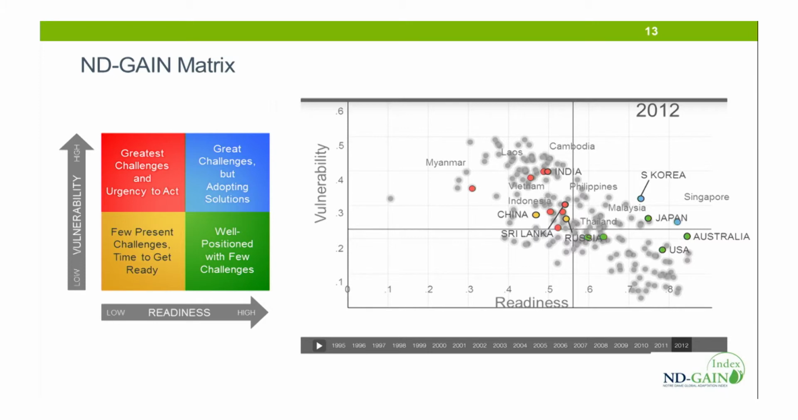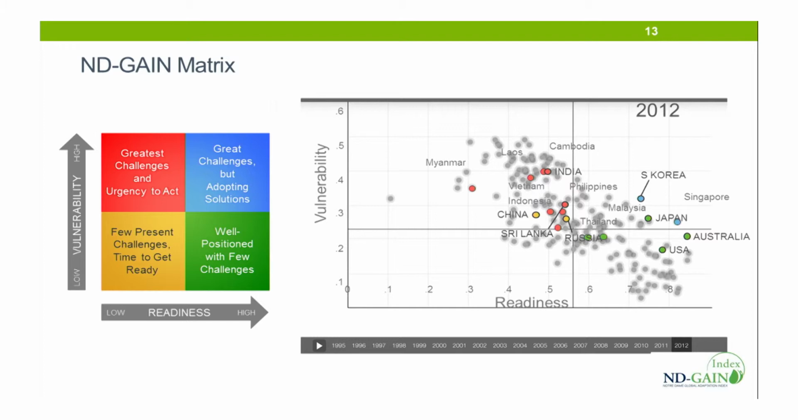The interesting thing is we make sure that the variables we use have a time series. So we can go back to 1995, and if you go to the web page, you'll see this dynamically, and you can see countries moving. I'll tell you that the USA has gone from here to about here, then back again for all sorts of reasons. Zimbabwe's gone like that. There's a lot of interesting things just watching that dynamic.